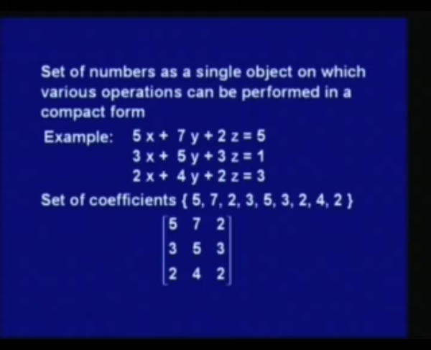The coefficients 1, 1, 2 are the coefficients of the first equation, they appear in the first equation, while 2, 1, 3 are the coefficients of x, y, z in the second equation, and 3, 5, 1 are the coefficients of x, y, z in the third equation. So, a row represents the coefficients in one equation, while a column represents the coefficient of x, the coefficient of y, and the coefficient of z.